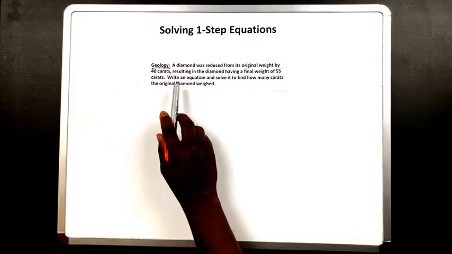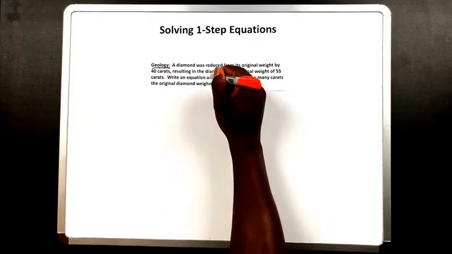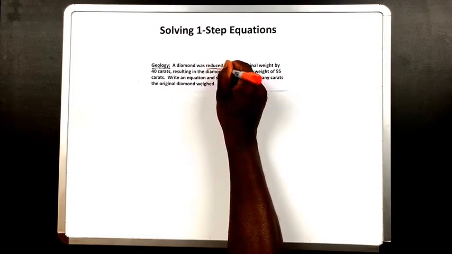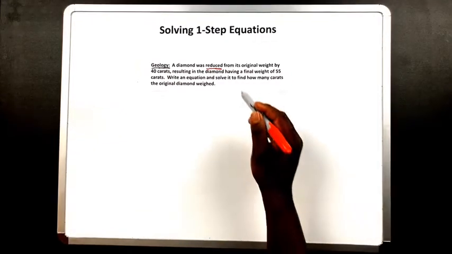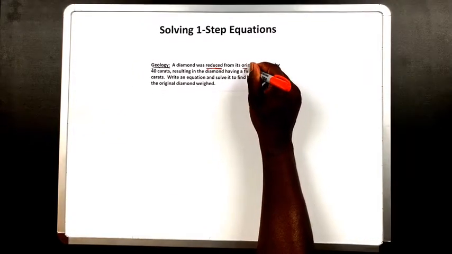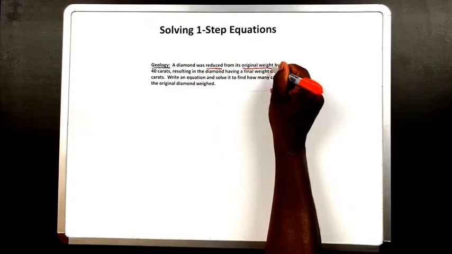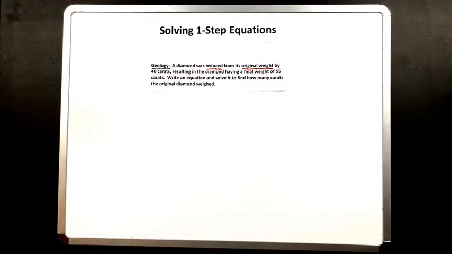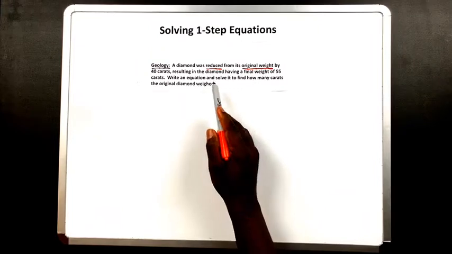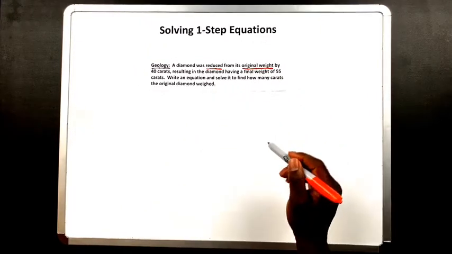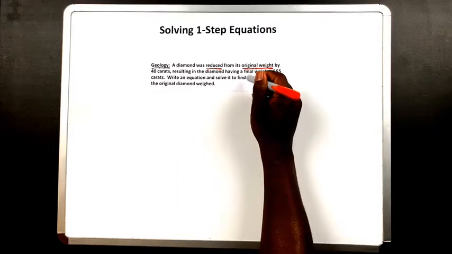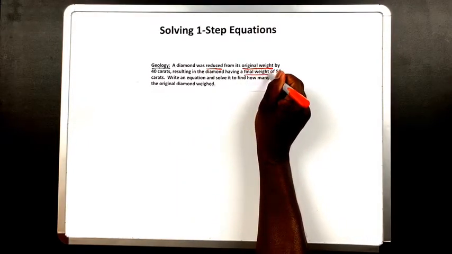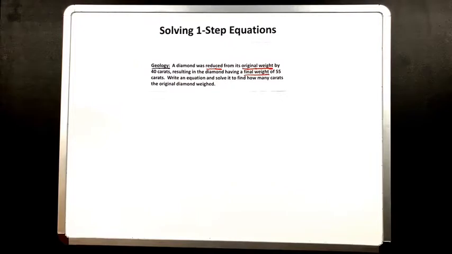So let's read it again. A diamond was reduced. That's a key word. So in terms of an operation, that reminds me of subtraction. From its original weight by 40 carats, okay, it was reduced from its original weight by 40 carats, resulting in the diamond having a final weight of 55 carats.